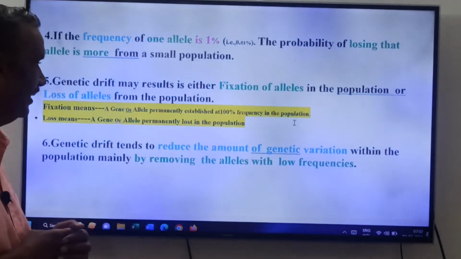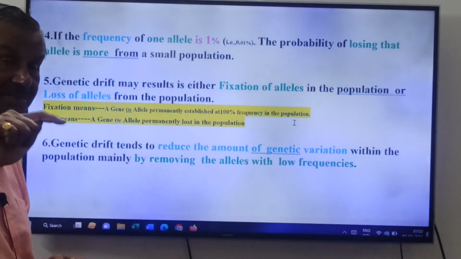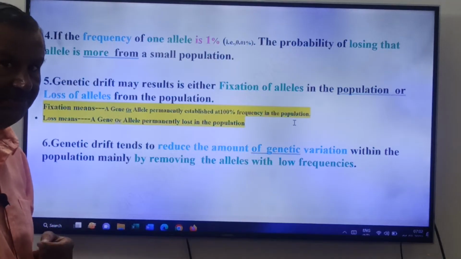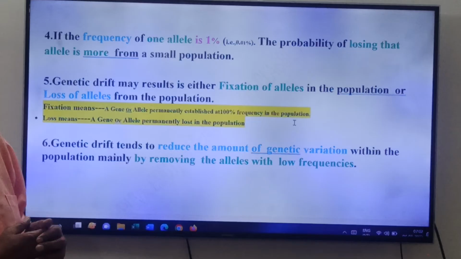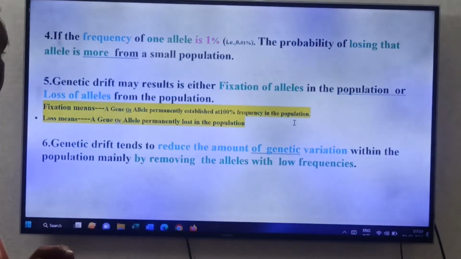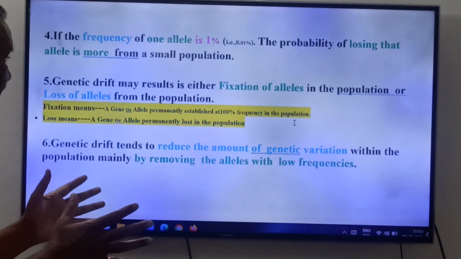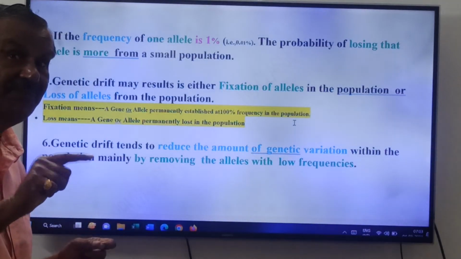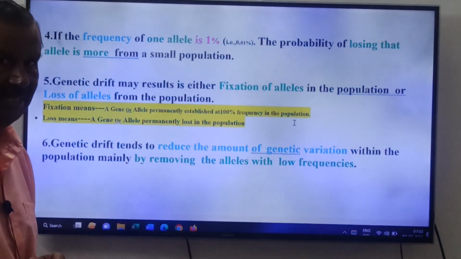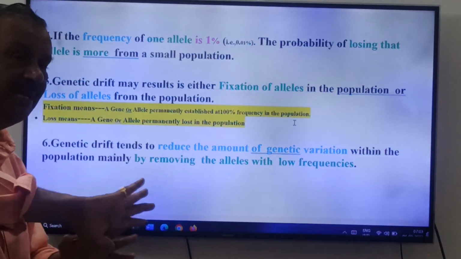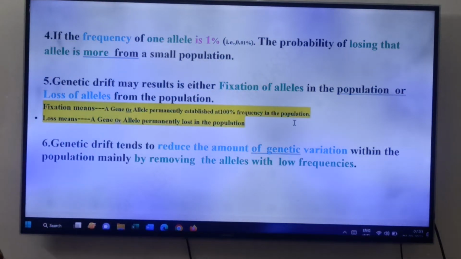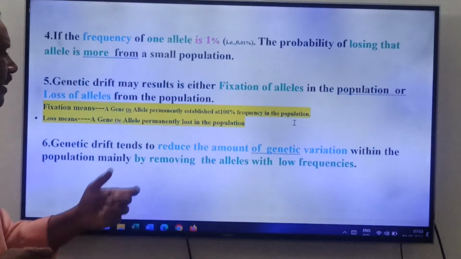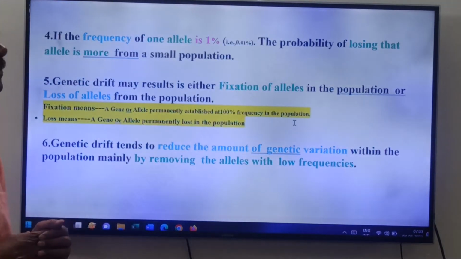Genetic drift may result in either fixation of an allele in the population or loss of the allele from the population. So, what is the result of genetic drift, friends? Genetic drift may result in either fixation of that allele in the population or elimination or loss of the allele from that population. See, friends, what is fixation, what is loss? A gene or allele permanently established at 100% frequency in the population.